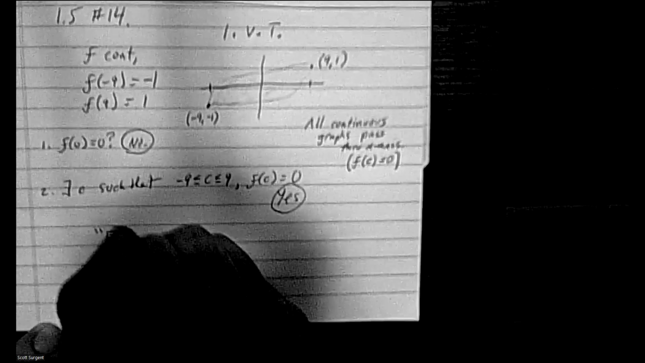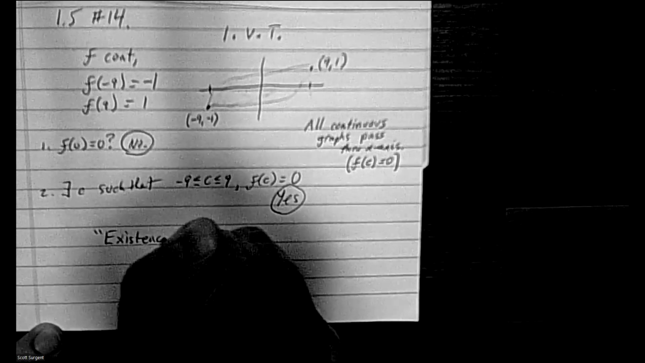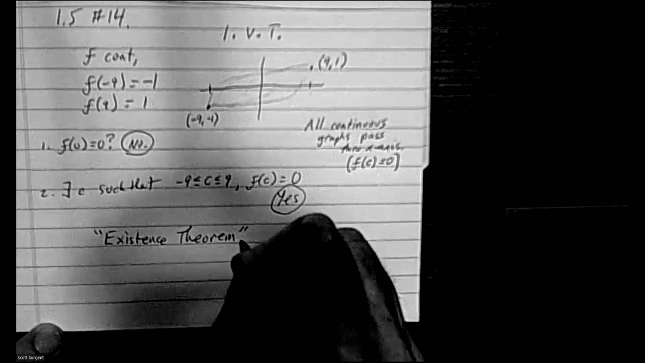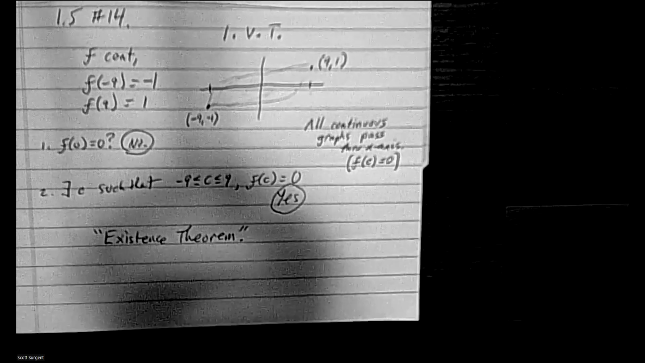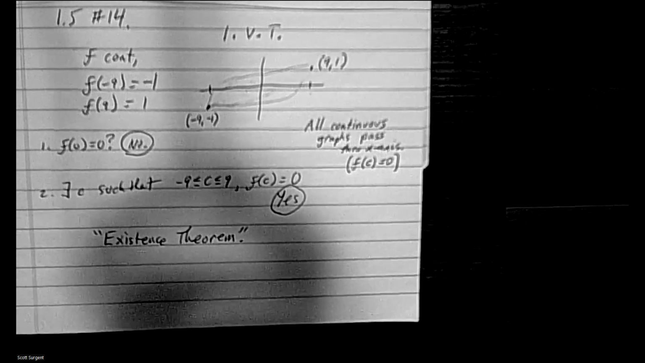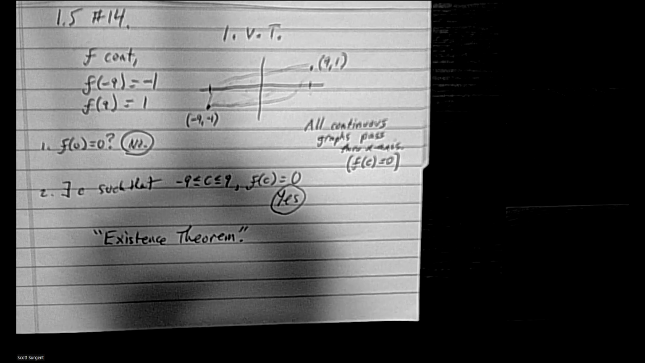And I'm going to write down here, this is called an existence theorem. It just simply states that somewhere in there it happens. It doesn't tell us when, it doesn't tell us how to find it. It just simply states that if the two conditions are met, continuity, and then you have some information about the points, that all of the values in between have to be achieved at least once.